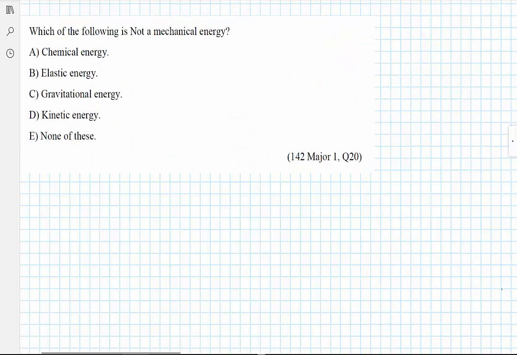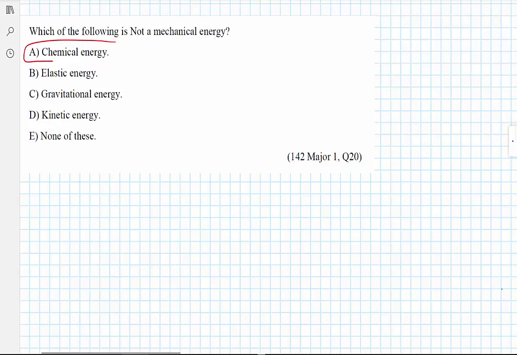Which of the following is not a mechanical energy? Of course, the chemical energy is not a mechanical energy, although you can convert the chemical energy into a mechanical energy, like through the car engine. You can burn the fuel in the engine, so it turns the chemical energy into thermal energy, and then by its turn, the thermal energy changes into kinetic energy in the engine.